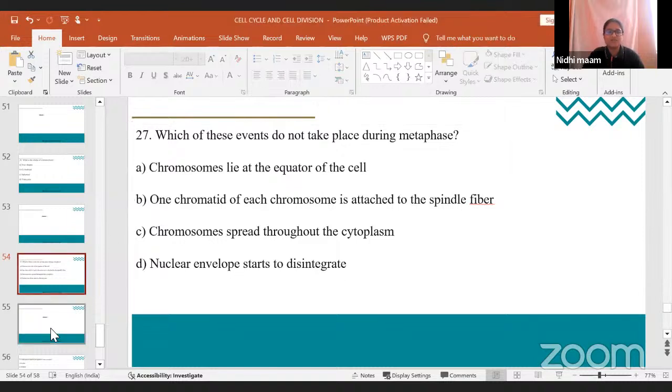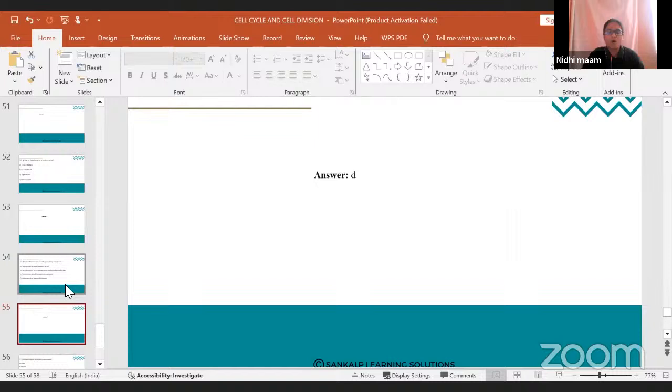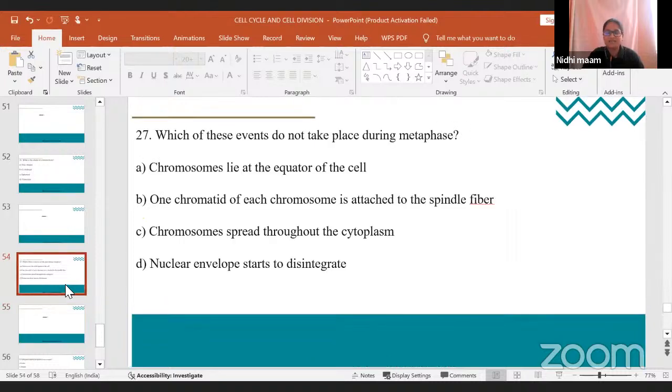So the right answer for this question is option D, nuclear envelope starts to disintegrate. That is the right answer, option D.